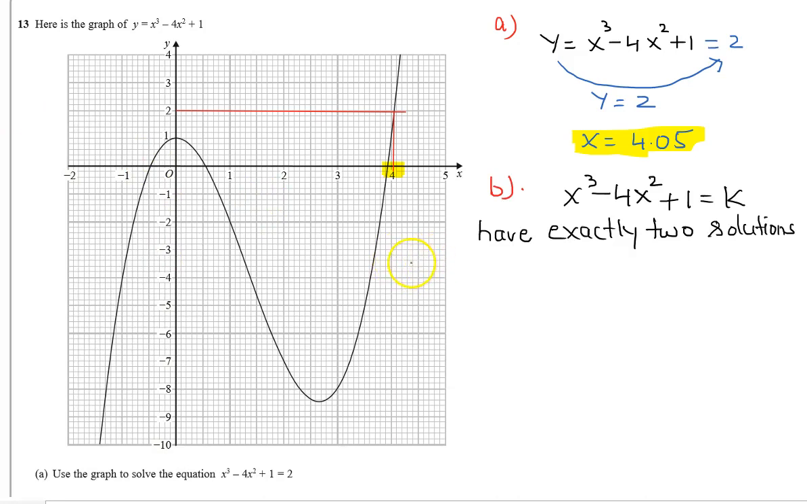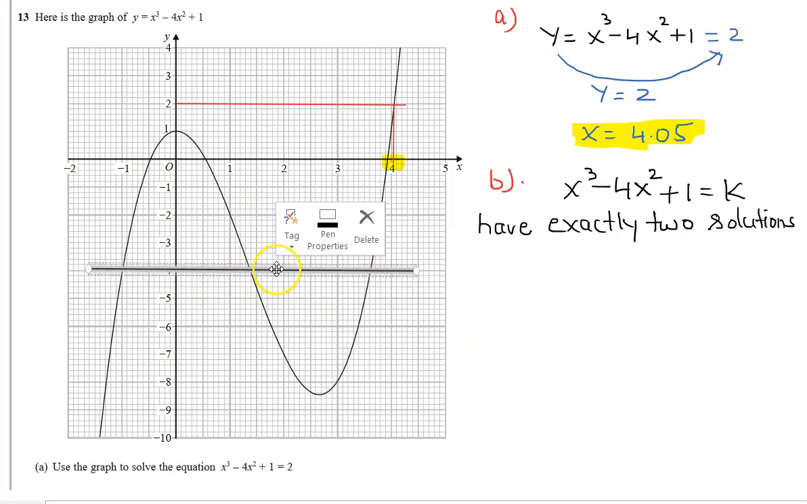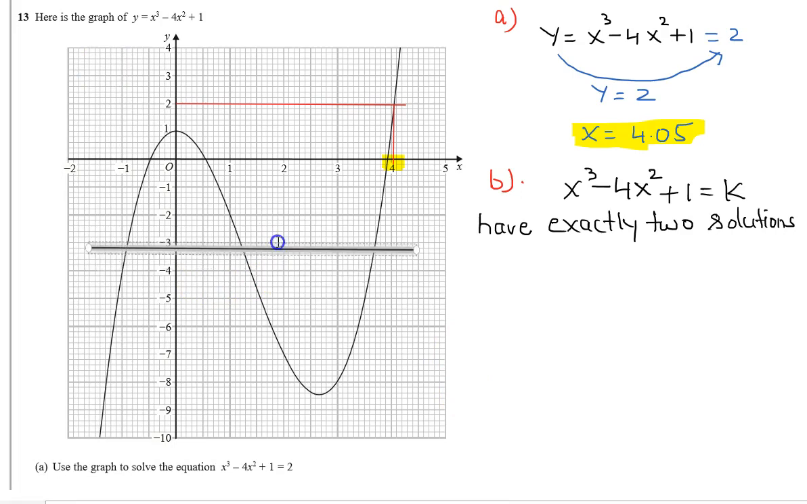Part B of the question says, for which value of k does the equation x cube minus 4x square plus 1 is equal to k have exactly two solutions? Now for this question, let's draw a line anywhere. Let's say this is the line. Now this line is crossing the graph at three places, so it's having three solutions. If I move this line, there's still three solutions. Still the intersecting points are 1, 2 and 3.